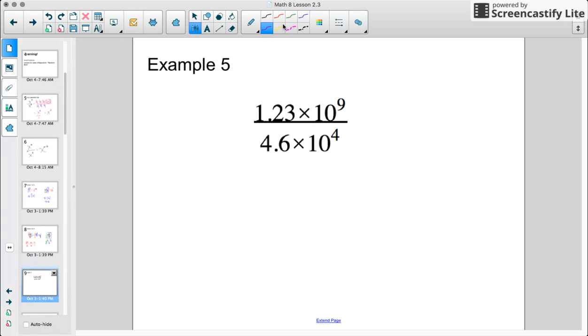Okay, last one. Let's apply this new knowledge to scientific notation. So what we can do in this case is very similar to how we did this with multiplication. So I'm going to first look at these. I'm going to take 1.23 and divide it by 4.6, and that is 0.267. It's a little bit messy.